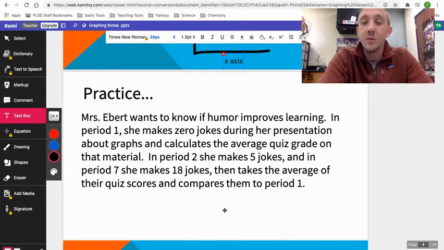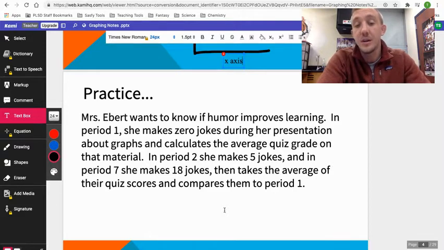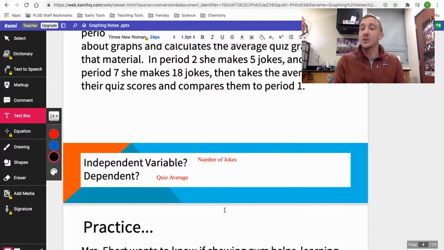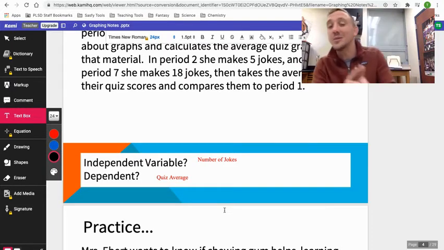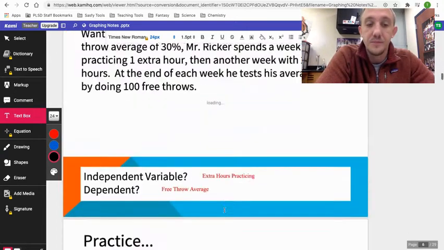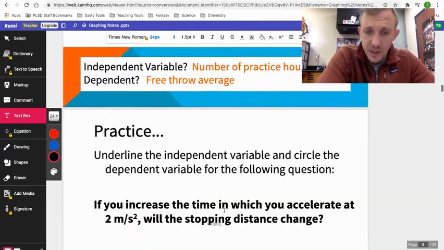And so if you look at it, well, she's trying to influence her quiz grade. So that's going to be my dependent. What she's using to influence it, so what's being my influence, is going to be the number of jokes which she tells. Okay, so my independent variable is my number of jokes. And then my dependent variable is my quiz average, because my number of jokes is influencing my quiz average. Okay. So we're going to go ahead and skip a few of these.